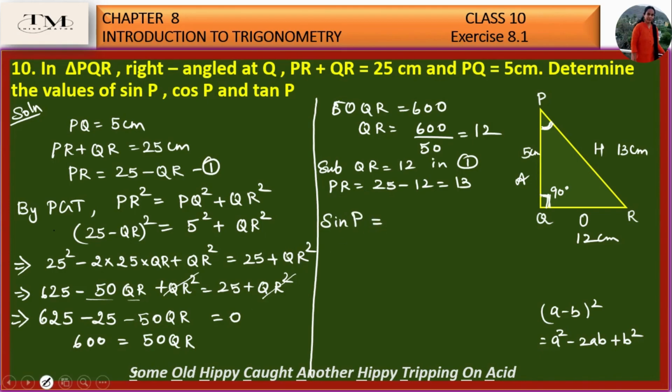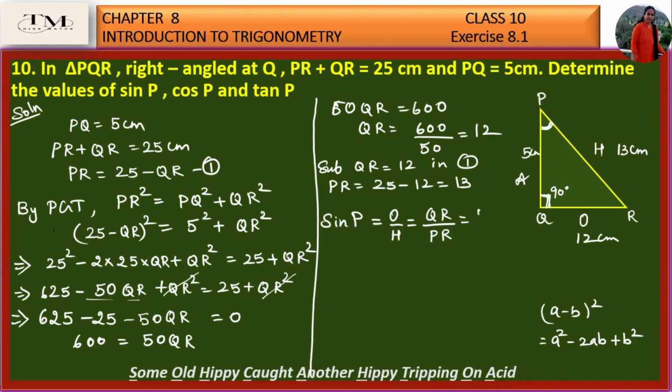So what is sin P? So SOH. So sin is equal to opposite by hypotenuse. So O by H. So which is the opposite side? Opposite side is QR. Hypotenuse side is PR.